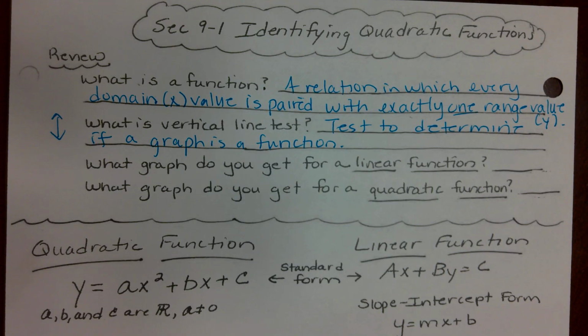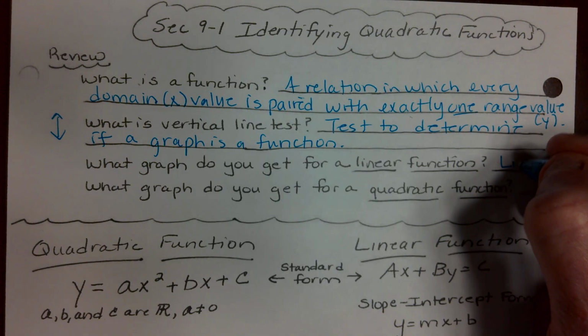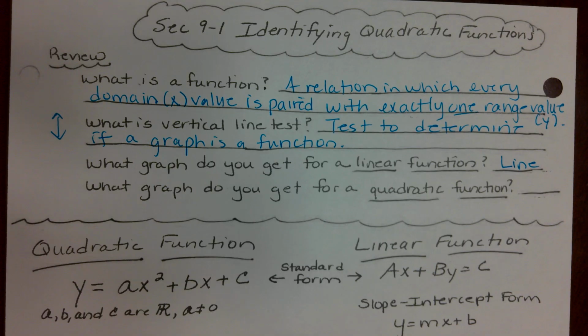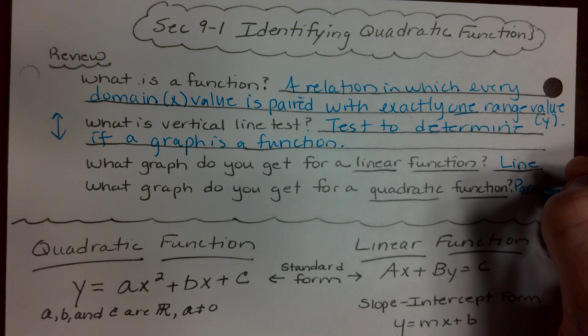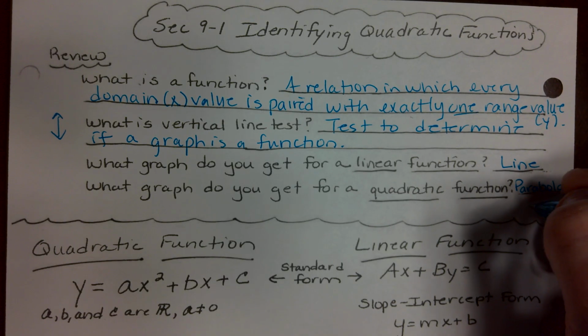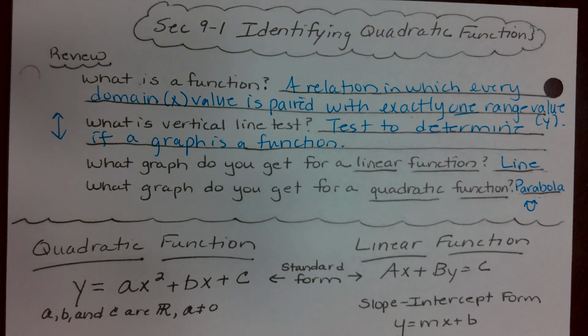Anyway, what graph do you get for a linear function? I just said this about 1 minute ago. Answer? Yes, line. What graph do you get for a quadratic function? I also said that. Yes, parabola. And a parabola, spell it correctly, looks like a U.